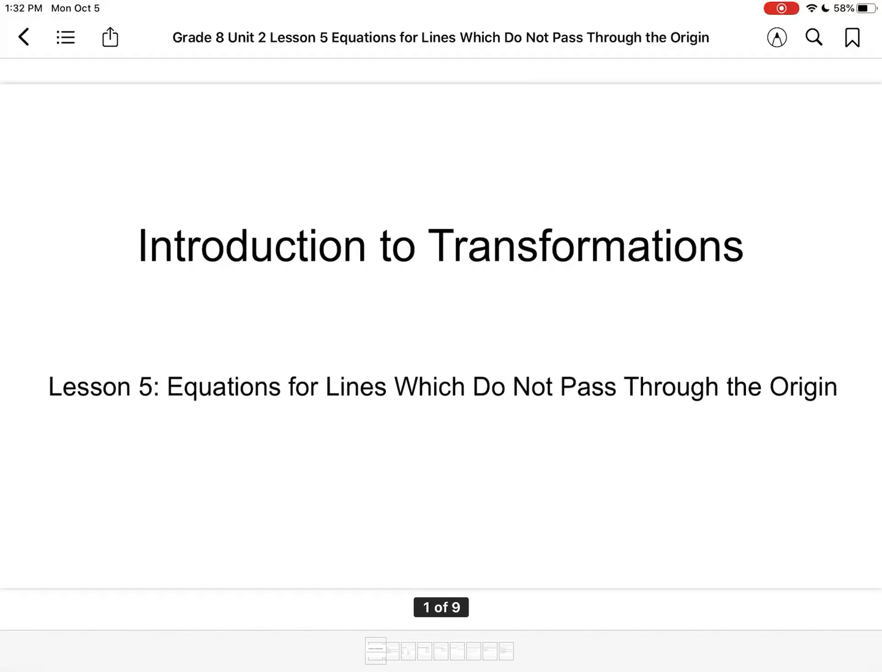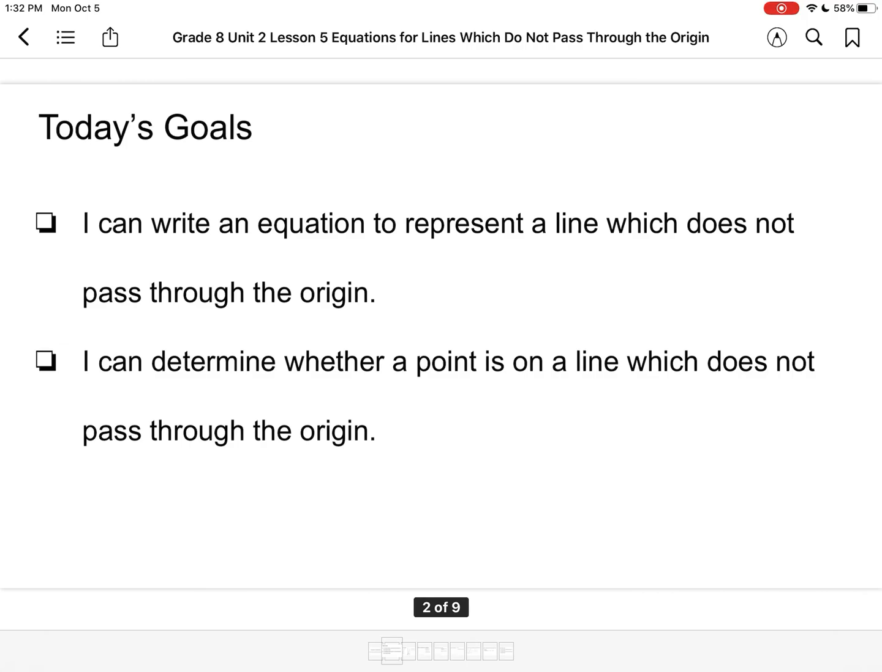Welcome back to the unit on transformations. In today's lesson, you will learn about writing equations for lines which do not pass through the origin. You will be able to write an equation to represent a line that doesn't pass through the origin, and you'll be able to determine whether a point is on this line.